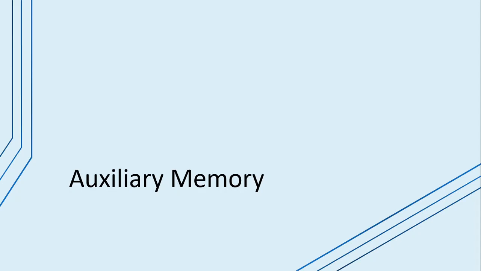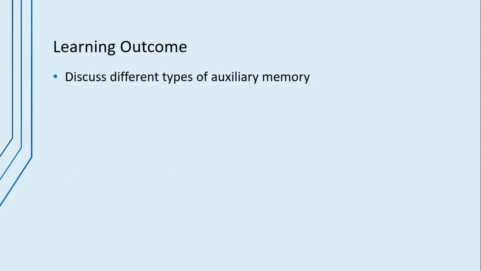Welcome back to the lecture series of Computer Organization and Architecture, unit number 4, Memory Organization. Today we will discuss 4.5, that is auxiliary memory. The learning outcome for today's session is to discuss different types of auxiliary memory.